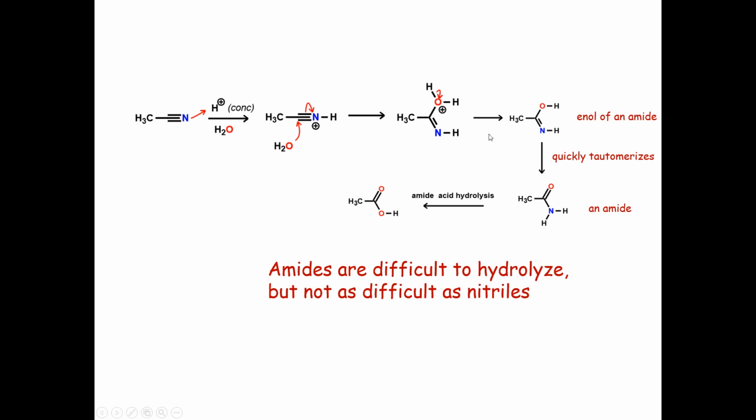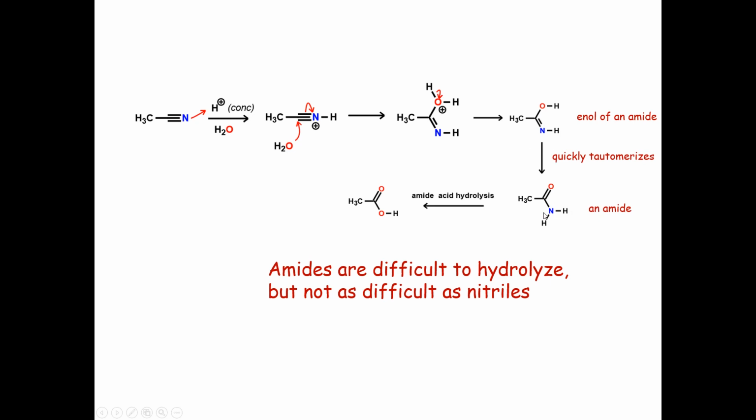You lose a proton, and what you get here is essentially an enol of an amide. Now that's not a very stable species at all, because the amide down here with all its resonance is so much more stable. So this will quickly tautomerize. The proton will come off the oxygen, then join the nitrogen down here, and you just draw some resonance. You can see what's going on. So it quickly tautomerizes to form an amide.